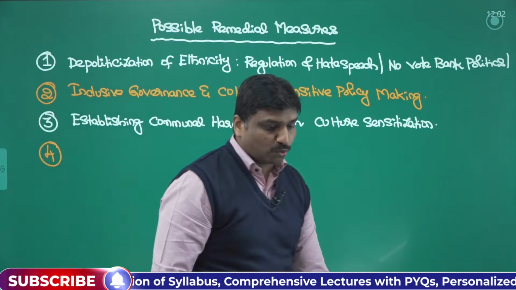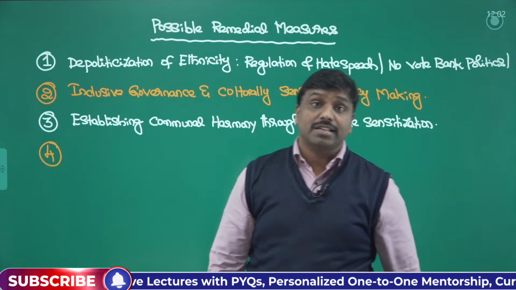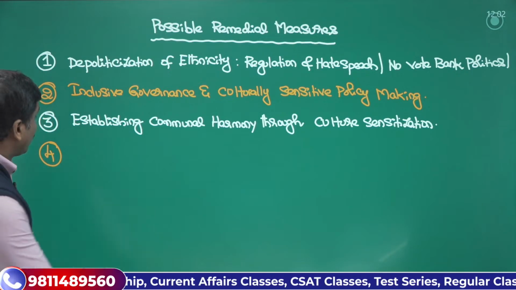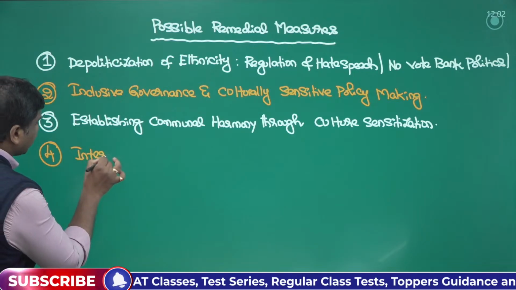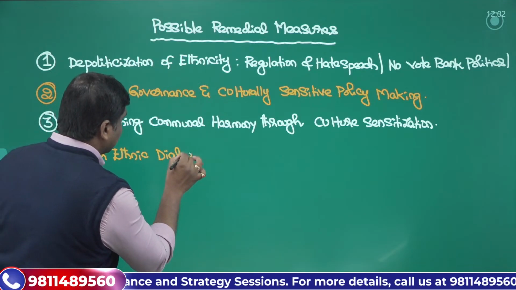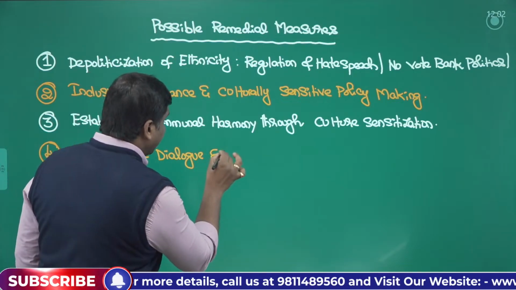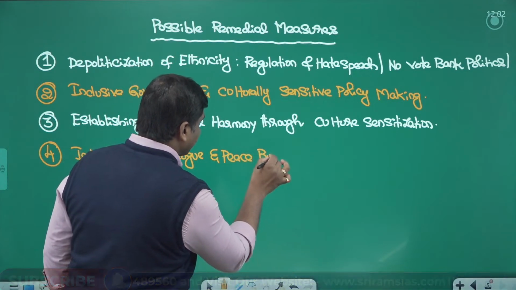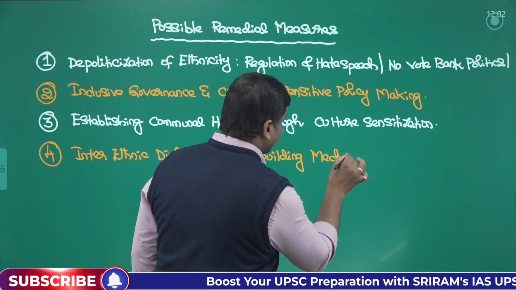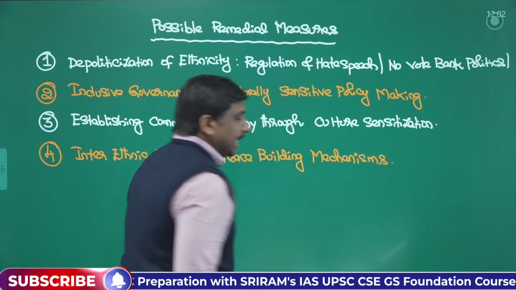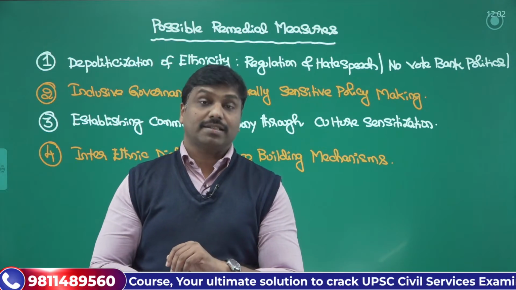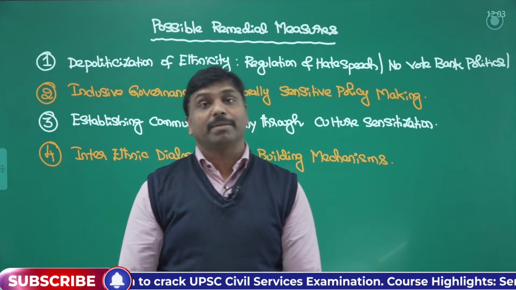Then furthermore, what best can we do? We can promote ethnic dialogue as well as peace building activities. So that is another important thing. Inter-ethnic dialogue and peace building mechanisms, and we have to accentuate them. For example, there were issues like the Mizo Accord and the Assam Accord. We have to implement them not only on paper but in practicality also.